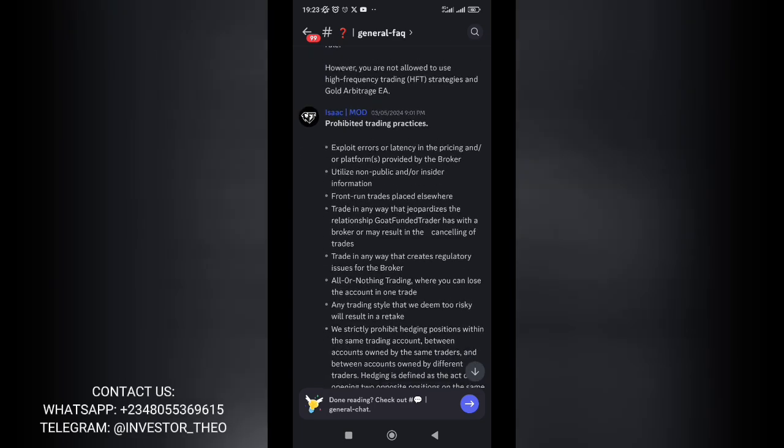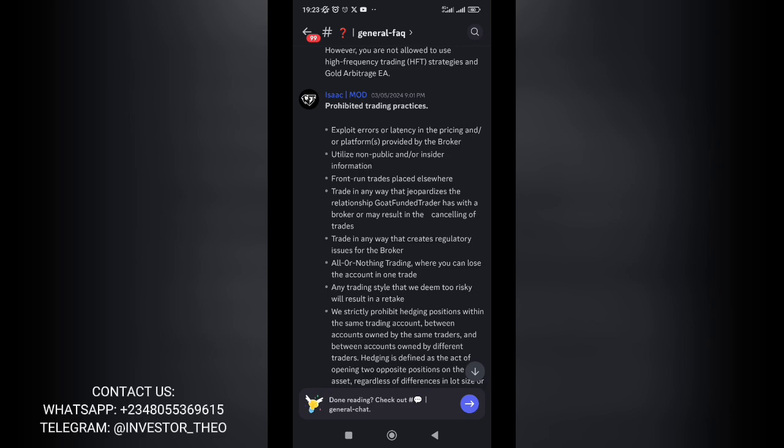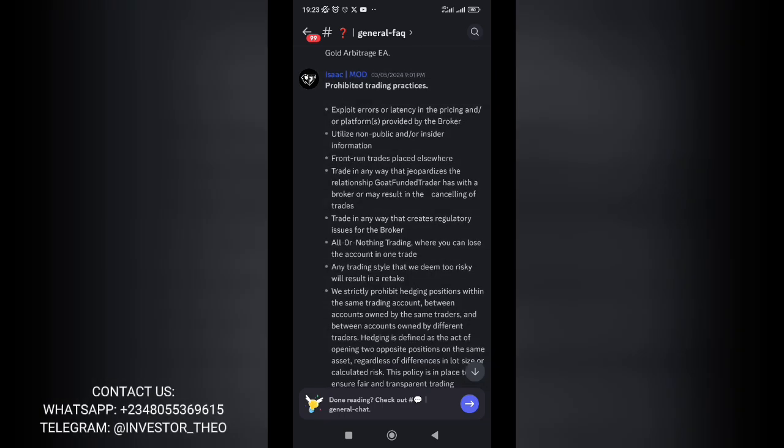All right, so we're going to explain the prohibited trading practices on GoatFunded. These are trading practices they don't support. Exploiting errors or latency in the pricing and/or platforms provided by the broker is prohibited. Utilizing non-public and/or insider information is prohibited. I believe you understand what that means. So if you're using latency, or doing arbitrage, GoatFunded doesn't support you. If you're trying to trade with insider information, that's wrong. You don't support it here.